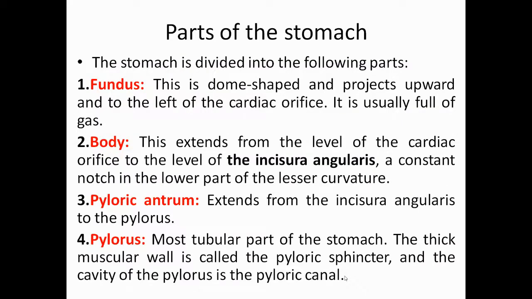Now we will study the parts of the stomach. Fundus is dome-shaped, projected upwards and to the left of the cardiac orifice, and usually full of gas. Body extends from the level of the cardiac orifice to the level of the incisura angularis, a constant notch in the lower part of the lesser curvature. Pyloric antrum extends from the incisura angularis to the pylorus. Pylorus is the most tubular part of the stomach, and the thick muscular wall is called the pyloric sphincter, and the cavity of the pylorus is the pyloric canal.